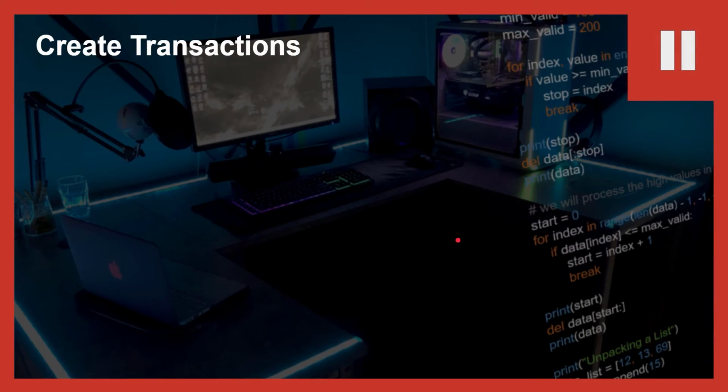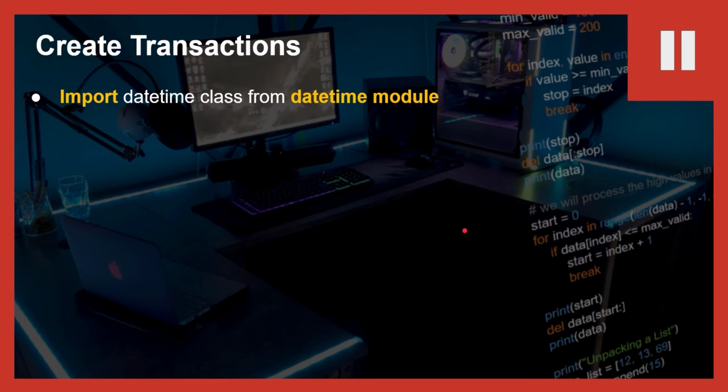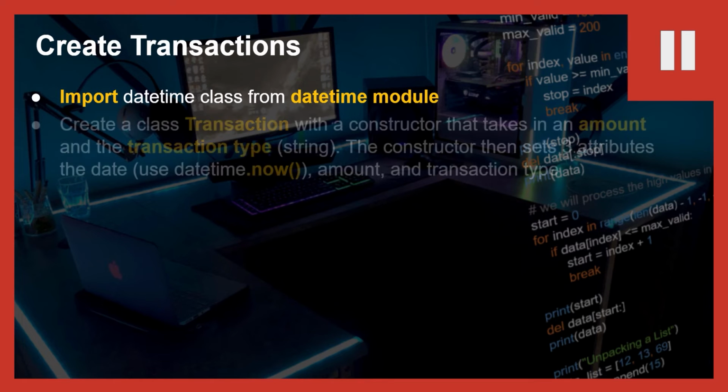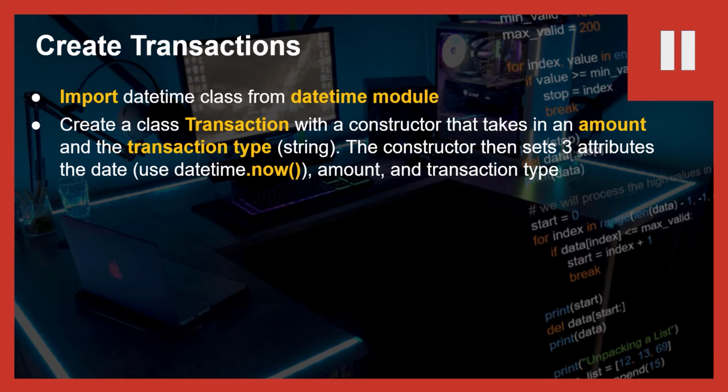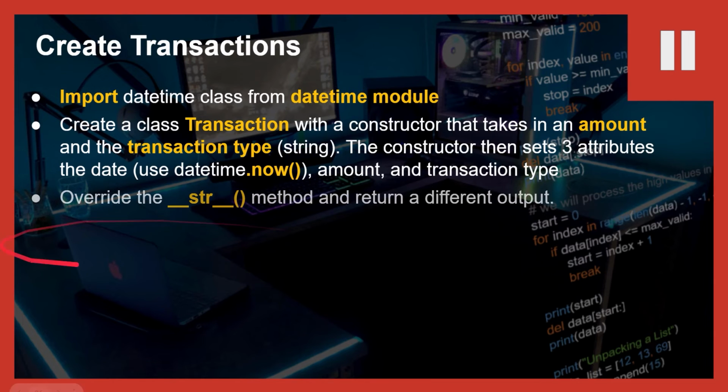Okay, so it's time for you to create some transactions. First of all, you'll need to import the datetime class from the datetime module. This is something that we have never covered before, so I do recommend that you Google it. Next, you'll need to create a class Transaction with a constructor that takes in the amount and the transaction type, which should be a string. The constructor then sets three attributes: the date, which should be datetime.now, the amount, and the transaction type. Next, you'll need to override the __str__ method and return a different output. Very interesting. What is this __str__? I do recommend that you go and search for it.